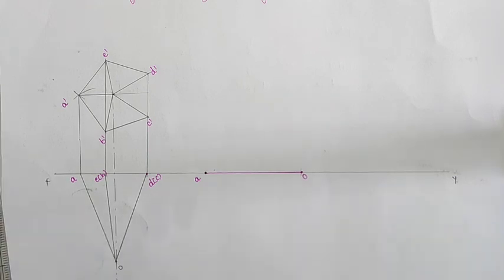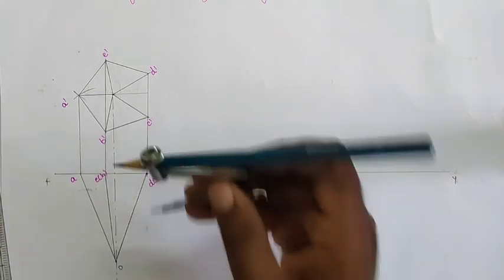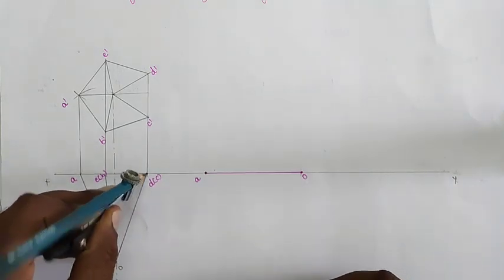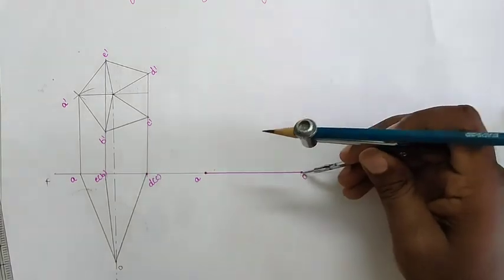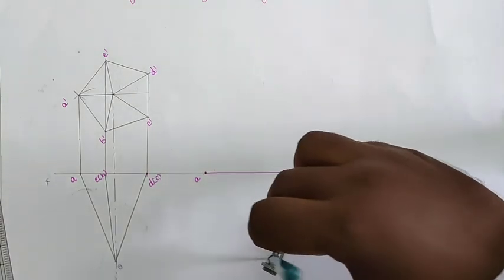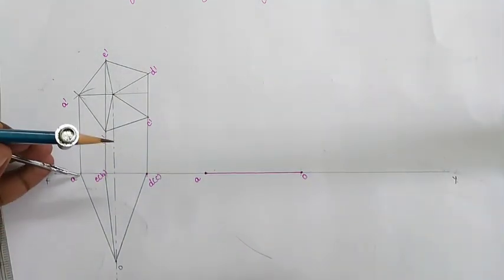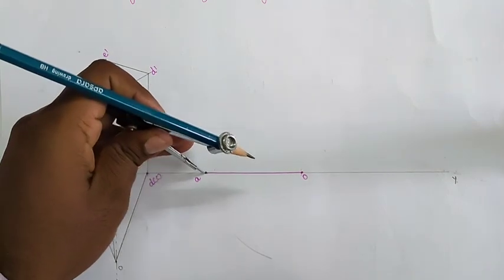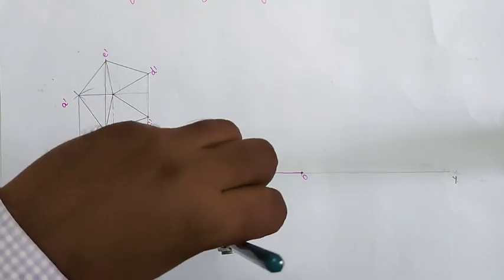Now we can measure the distance from point to point here. With the distance of OD, from point D we draw an arc here. Similarly, with the distance of the base from point A to D, we cut that arc and locate the points here.